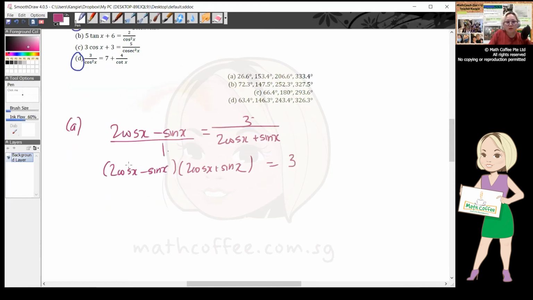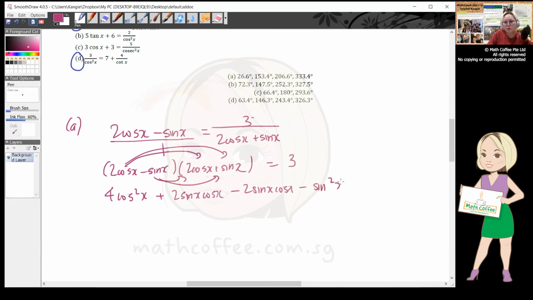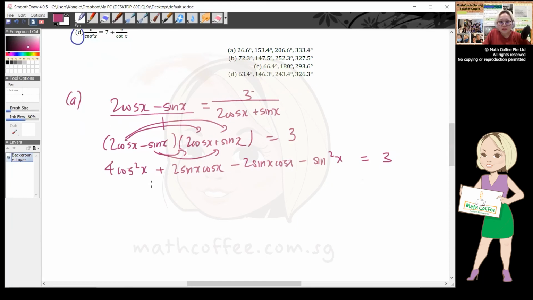Then you will have to do your rainbow. This one times this one will give me 4 cosine square x. This one times this one will be plus 2 sine x cosine x. This one times this one is minus 2 sine x cosine x. This one times this one is minus sine square x equals 3. Then these are like terms: plus 2 minus 2 means they already net off. This one cancels off with it. So I'm left with 4 cosine square x minus sine square x equals 3.